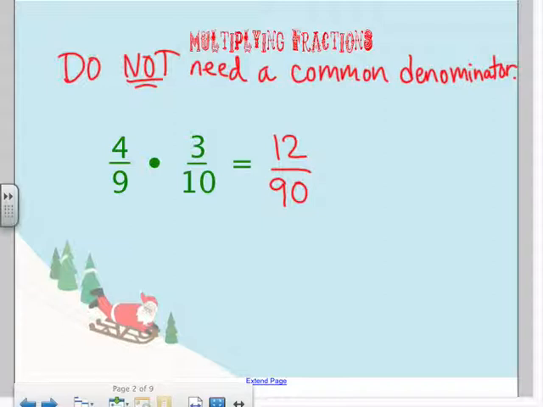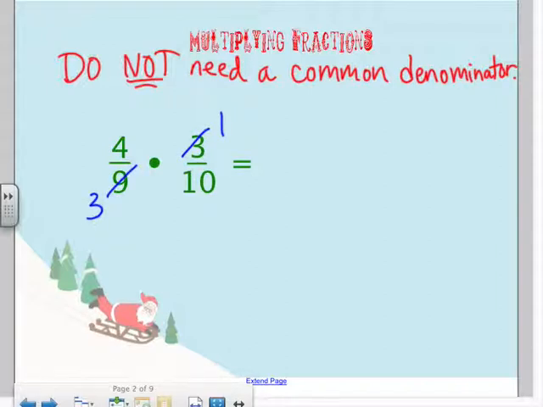Instead of simplifying when we have our answer, 12 over 90, let's go back a step, and let's simplify before we even do our work to get our answer. So what you're going to do is look for a number in the numerator, like 3, and a number in the denominator, like 9, that have a common factor. 3 and 9 can both be divided by 3, okay? So since they can both be divided by 3, I'm going to go ahead and do that. If I divide 3 by 3, I get 1. 9 divided by 3 is 3.